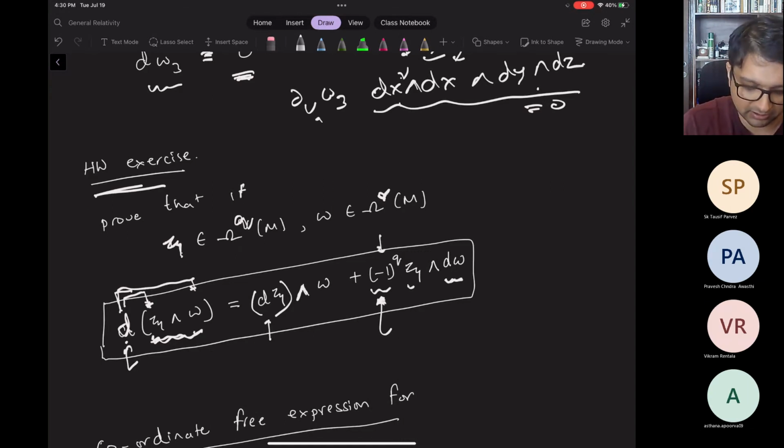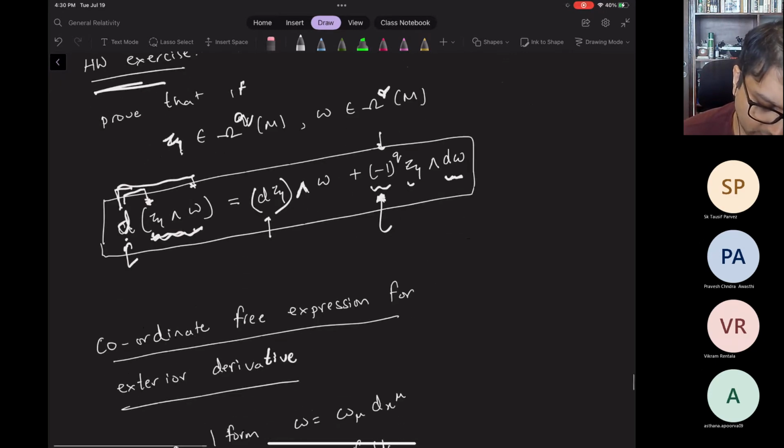Roughly speaking, you can think of the d as, for every index it crosses, it picks up a minus sign. So just homework to prove this. It's not very hard to do this.